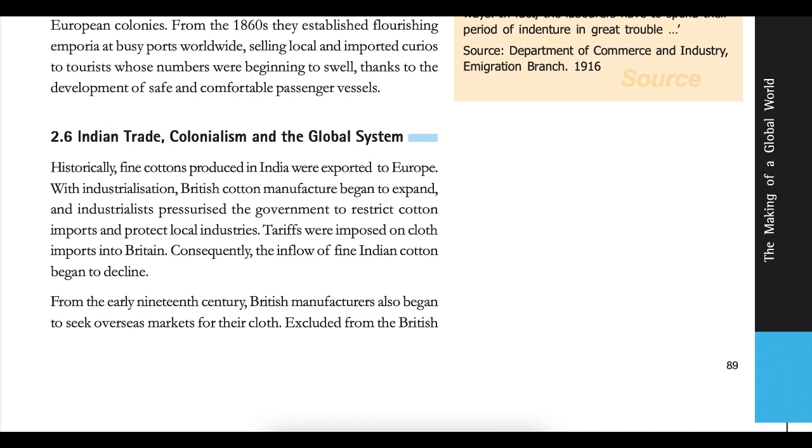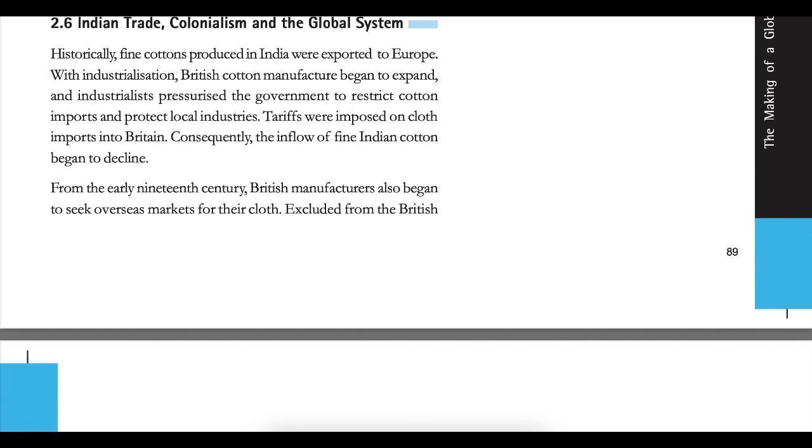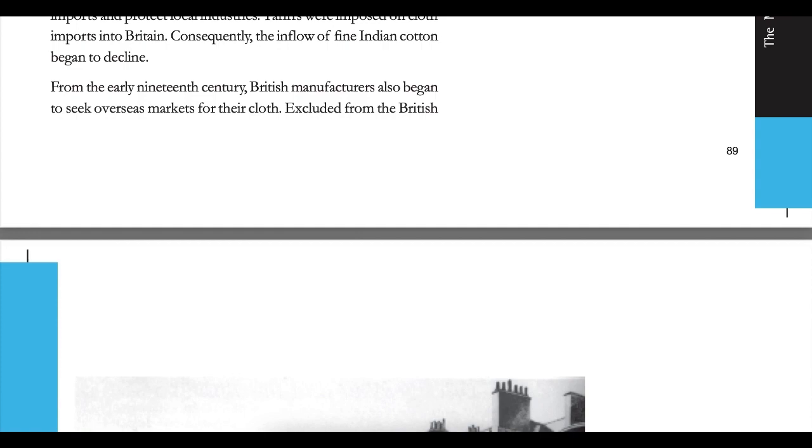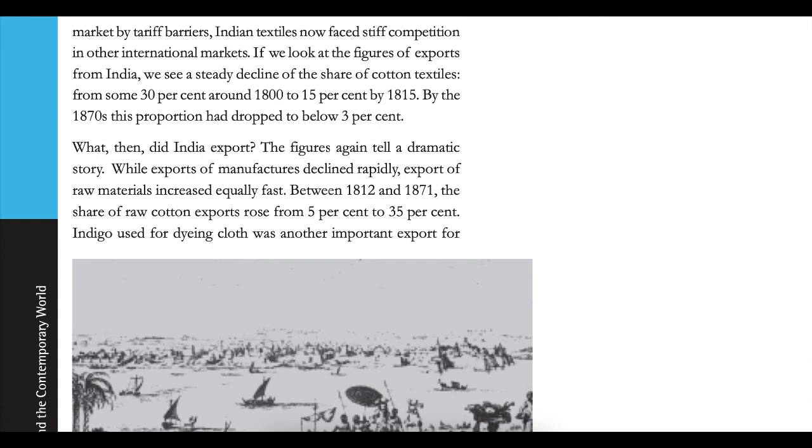Indian trade, colonialism, and the global system. Historically, fine cottons produced in India were exported to Europe. With industrialization, British cotton manufacture began to expand, and industrialists pressurized the government to restrict cotton imports and protect local industries. Tariffs were imposed on cloth imports into Britain. Consequently, the inflow of fine Indian cotton began to decline. From the early 19th century, British manufacturers also began to seek overseas markets for their cloth. Excluded from the British market by tariff barriers, Indian textiles now faced stiff competition in other international markets.